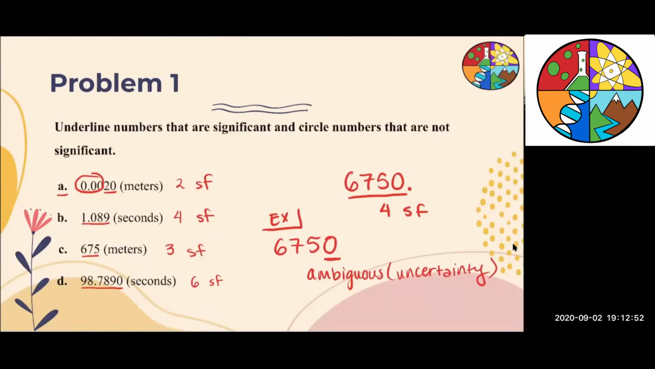But then you said the 675 are significant then. Yeah, they are significant. So that's why you have 3 significant figures for it.